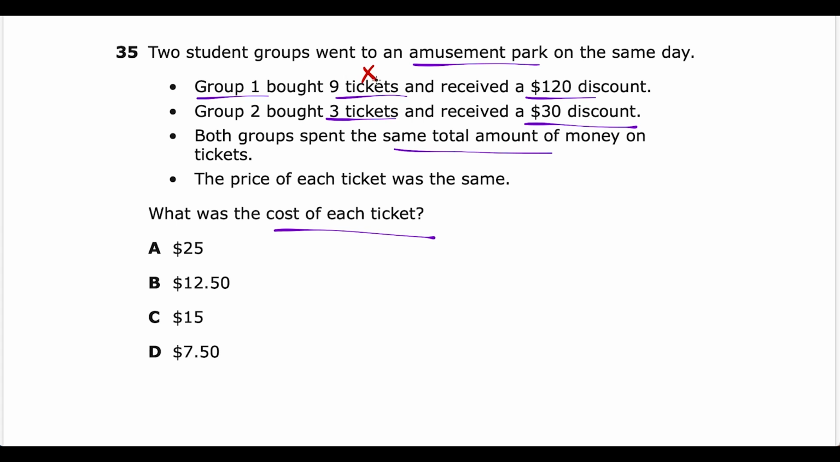So let's just say the tickets cost X dollars. So that would give us 9X. The discount we're actually going to subtract. Okay, so we have 9X minus 120 is equal to 3X. $30 discount, not 30%. So $30 discount, we're subtracting 30 just like this.